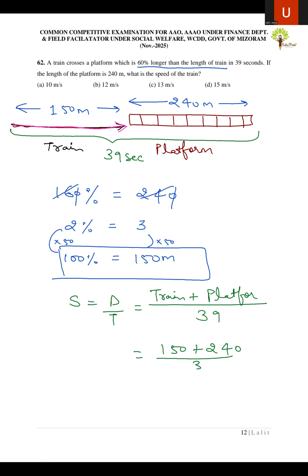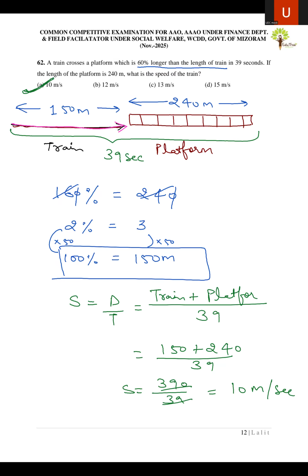So this is equal to 390 by 39, that is how much? 10. So this is meter per second. This is the speed. So I can say first one will be the answer for this. All right.